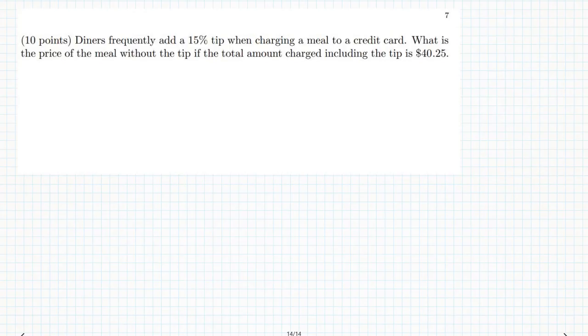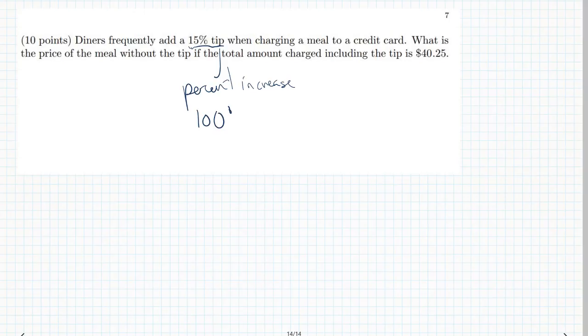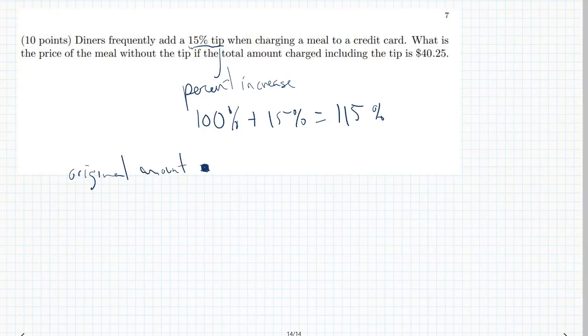So when you think of a tip, this is a percent increase. So that means we take 100% and we added 15%. So that's 115% of the original amount. Okay, so we got an original amount. That's what we're looking for. And we multiplied by 1.15. That's 115% written as a decimal. And we arrive at 40.25. Okay, that's our final amount.